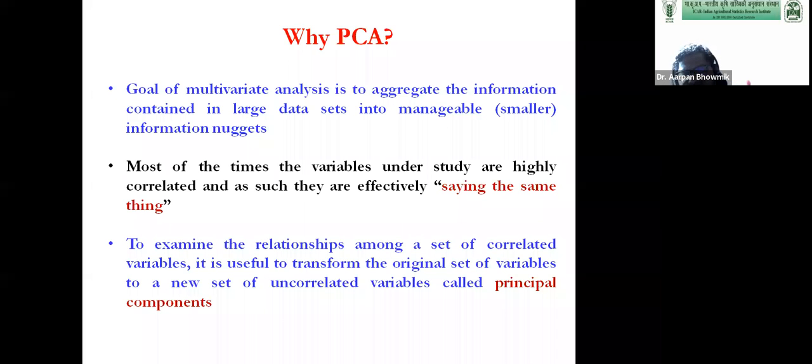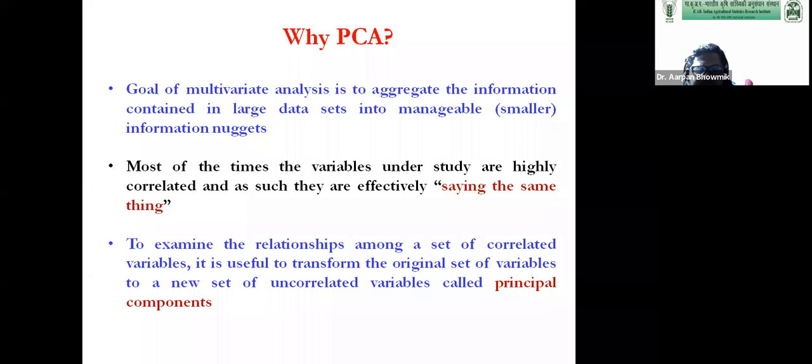So what we do to examine the relationships among a set of correlated variables, in that scenario it is useful to transform the original set of variables to new uncorrelated variables called principal components. So first two things are there. One is we are dealing with a multivariate scenario, and second, there are different variables, and many variables may be correlated with each other. So instead of considering all the variables together, because it will be a wastage of resources if we consider different variables which may be correlated with each other, what we do is we try to obtain some uncorrelated variables. Those are known as principal components.